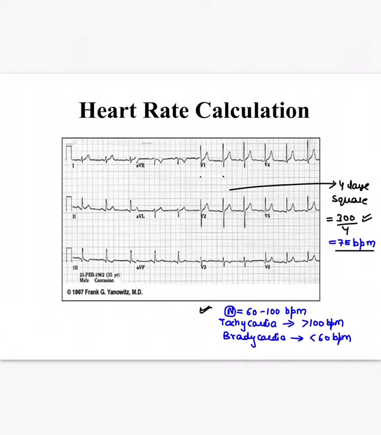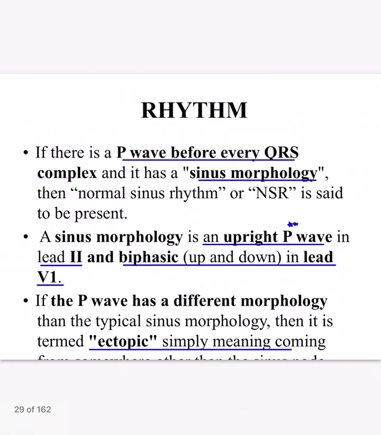So what is the normal heart rate? That is 60 to 100. Tachycardia is more than 100 and bradycardia is less than 60. Okay, now coming on to the rhythm. For a normal one, every QRS wave should be followed by a P wave. Then it's known as the normal sinus rhythm, NSR.